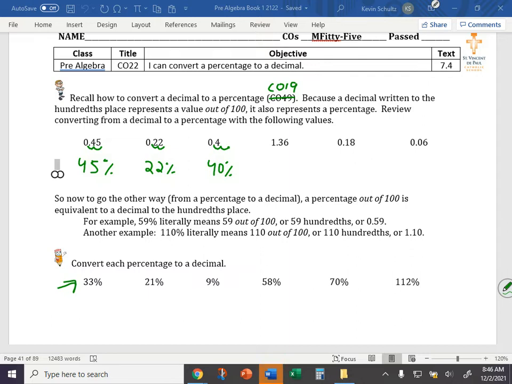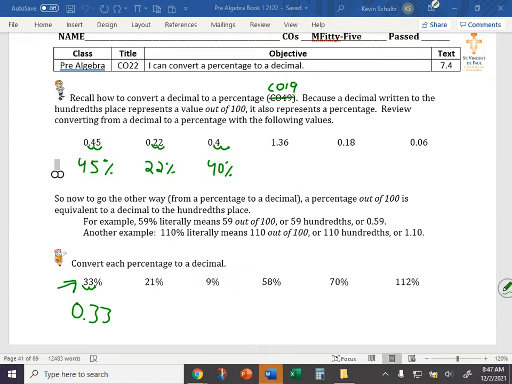Lexi? Move the decimal point over 2 spots. Yeah, to the left this time, right? If to get to the percentage we go to the right, to go back, we're going to go to the left. 33%, right? 0.33. If you think about that 33% as 33 out of 100 or 33 hundredths, that's exactly what that decimal says. 33 hundredths.